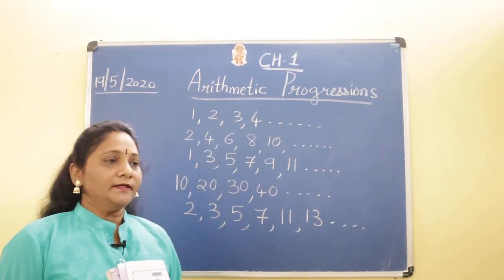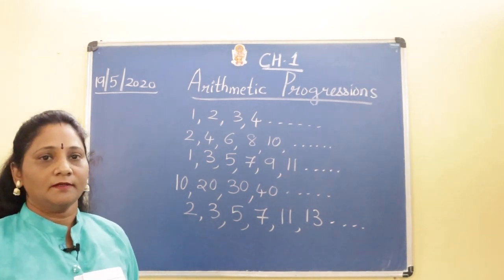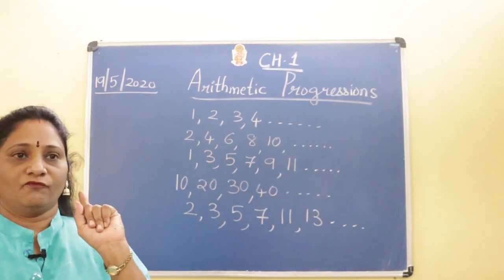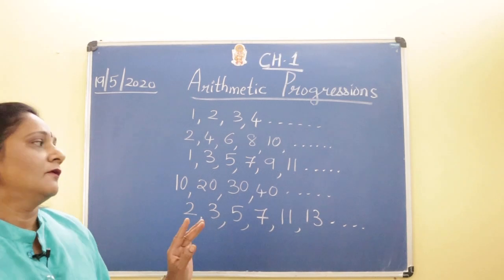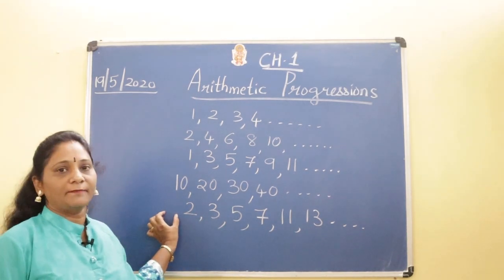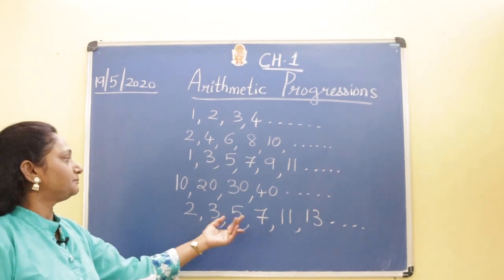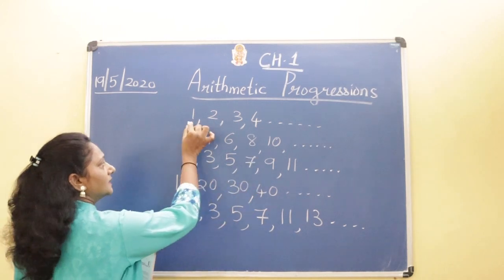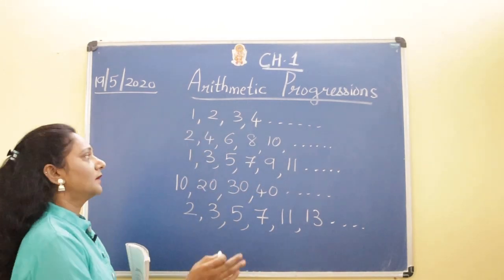Children, do remember that 1 is not a prime number. A prime number is a number which is divisible by 1 and itself, in the tables of 1 and itself. 1 is not a prime number by rule. 2 is the smallest prime number. So here what I want to tell you is, these are all a list of numbers, a sequence of numbers.